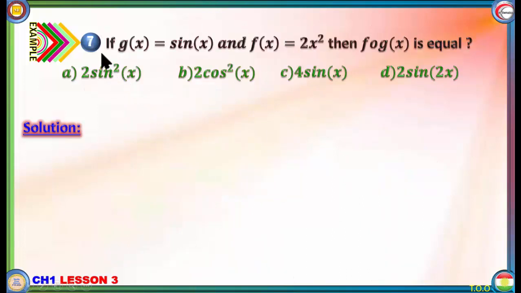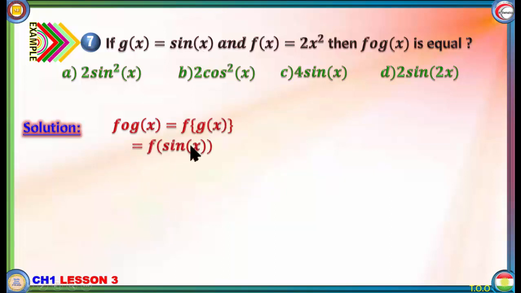Example number 7. If g(x) equals sine x and f(x) equals x squared, then (f of g)(x) is equal to f(g(x)), which equals f of sine x. Write sine x in f(x) in place of x. Then it becomes sine x squared, that means sine squared x. That means A is the correct answer.